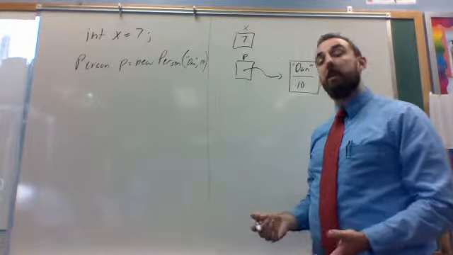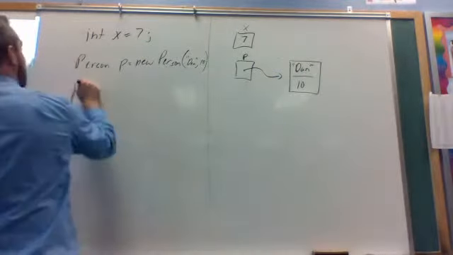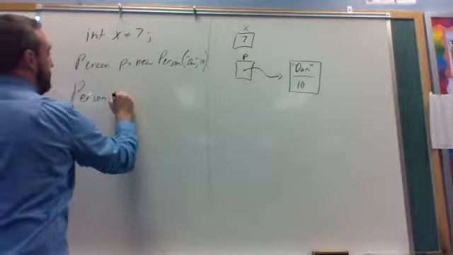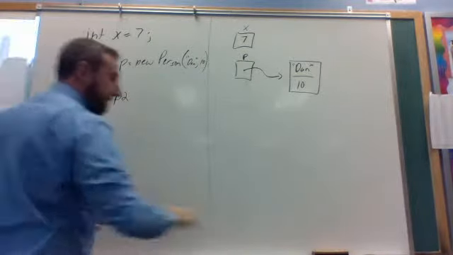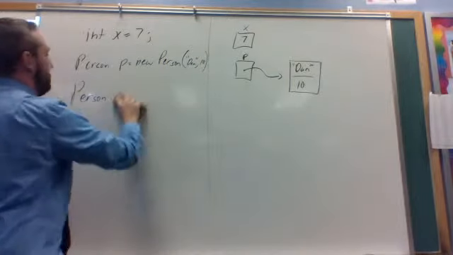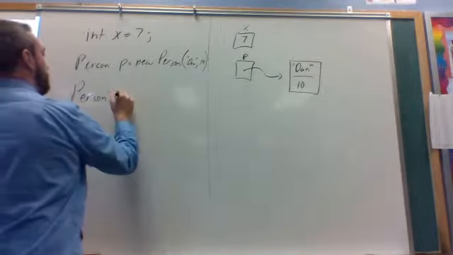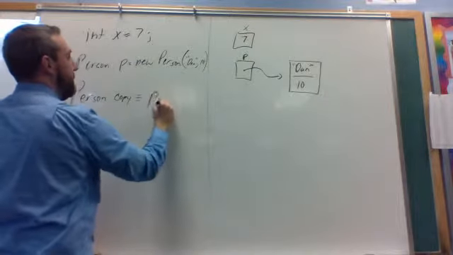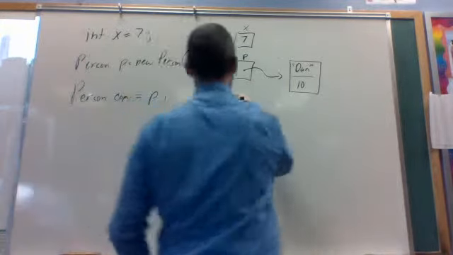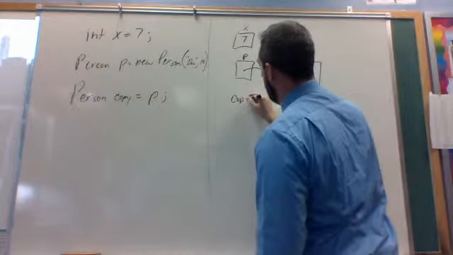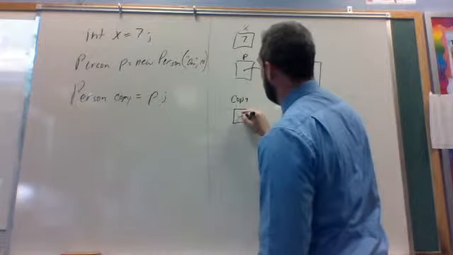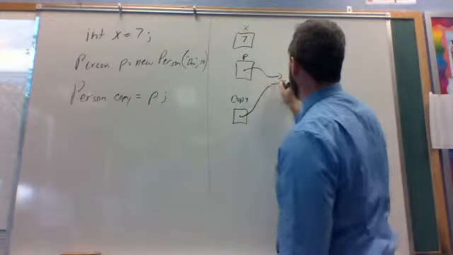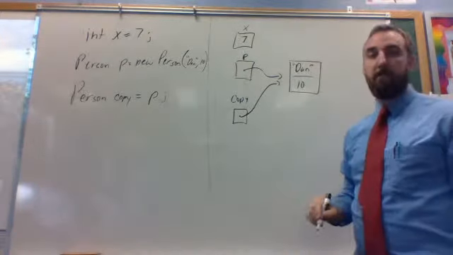But what happens if I made another person? How about person, let's give a different name, let's call him copy, equals p. All right. So now I have another block called copy, which equals p, which means it equals the same memory location. So it's also pointing up here to Dan.